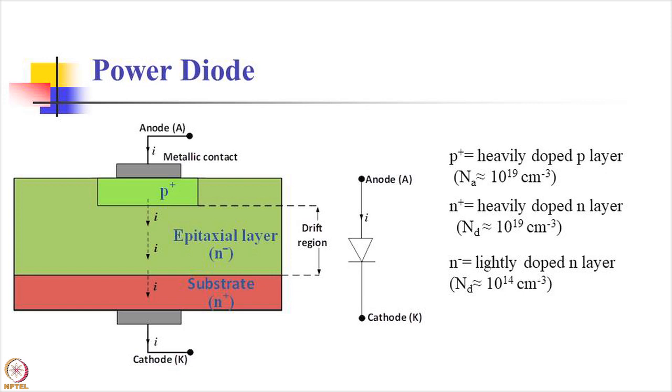The symbol of this diode is the same as the low power level diode, there is no difference. But I would like to mention two or three important differences between the signal diodes and the power diode that you can see on your slide right now.